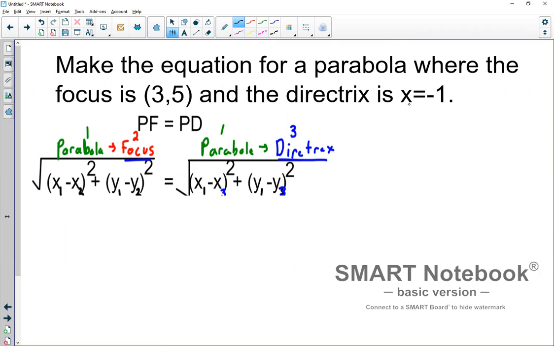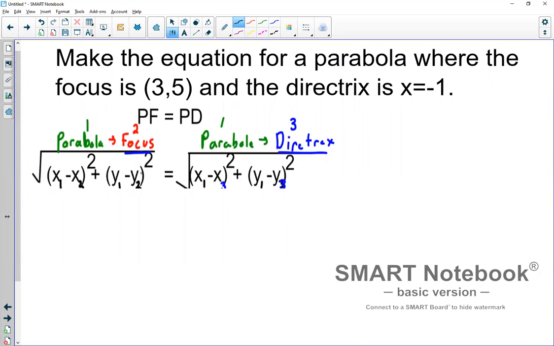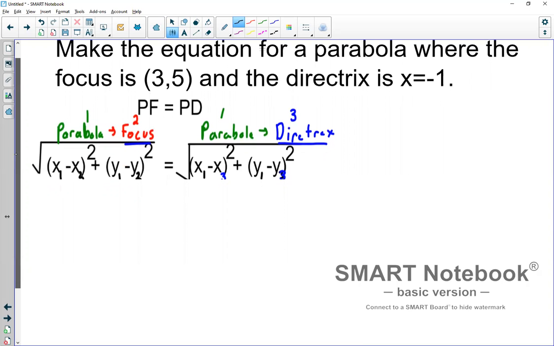It's about how to make an equation of a parabola where you have just the focus and the directrix. Now, I'm going to show you with PF equals PD because that's how I taught it to you, I don't know, 2 weeks ago. So let me just be consistent with that. First off, if you notice here, these are just two distance formulas, one after the other. And that's totally okay.